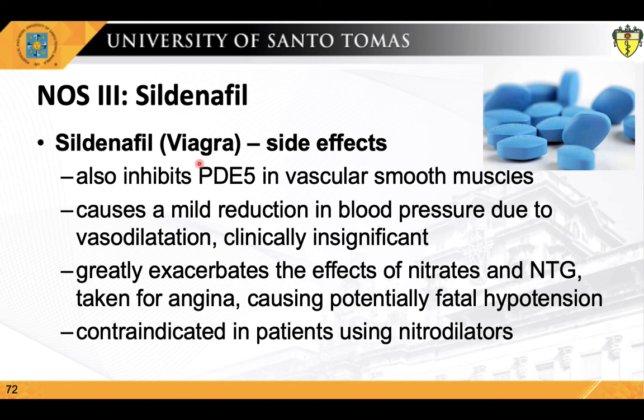However, just like most phosphodiesterase inhibitors, sildenafil can be a double-edged sword because of its potential untoward effects. Because it also inhibits PDE5 in vascular smooth muscles, it can cause a mild reduction in blood pressure due to vasodilatation, which may be clinically insignificant. However, for patients concurrently taking nitroglycerin and other vasodilators, sildenafil can greatly exacerbate this drug's effects, which can potentially cause fatal hypotension. Thus, sildenafil should only be used upon doctor's advice and upon prescription, and is contraindicated in patients using nitrodilators.